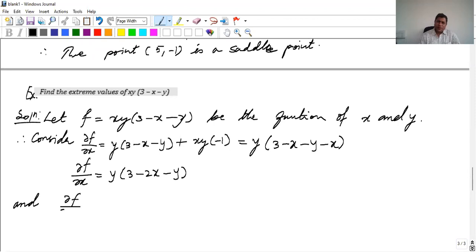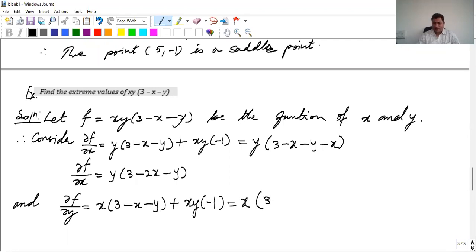And we have ∂f/∂y. Now x is being constant. So we have to think of y and this bracket. So what you're having here, this will be 3 - x - y, plus you'll be having xy as it is, and this is going to be -1. Is that okay? Are you getting this term? Yes, sir. Okay, so we can take x common here, and we can write 3 - x - y - y. Symmetry.